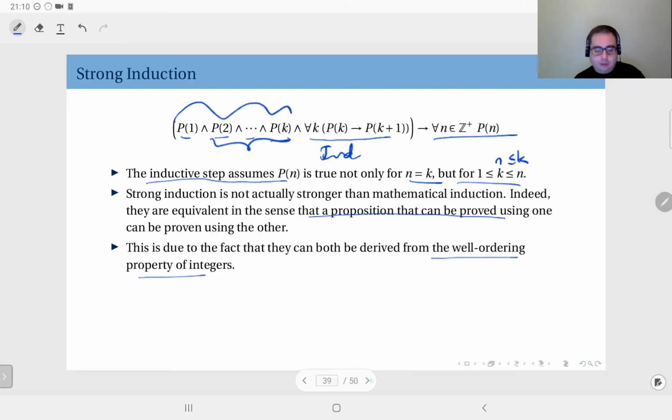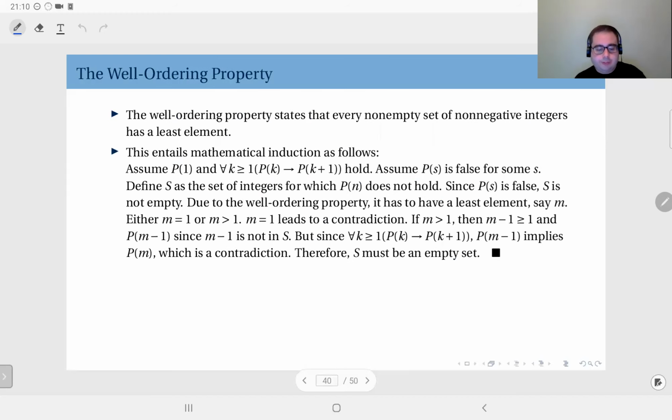Okay? So let's look at what this is. The well-ordering property states that every non-empty set of non-negative integers has a least element. Okay? Now we can show that mathematical induction follows from this, and let's see how this is possible. Assume P1 and P of k implies P of k plus 1. Now you see this is the basis step and this is the inductive step, obviously.